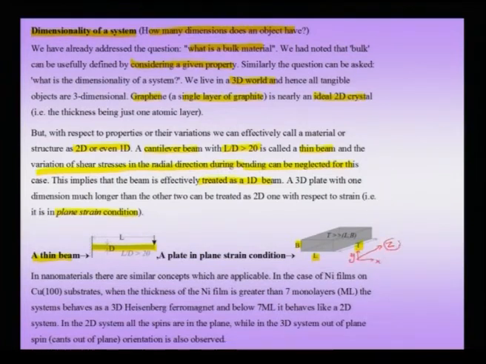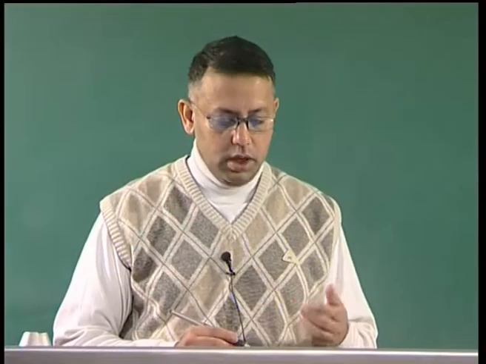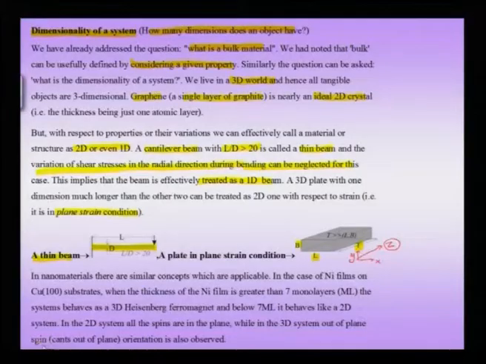So, if it is very large in the z dimension, then I can treat this problem effectively as a 2-dimensional problem. Very thin bodies, like a thin lamina, can be treated as what is known as a plane stress condition, in which the stress in the 3rd direction can be neglected.